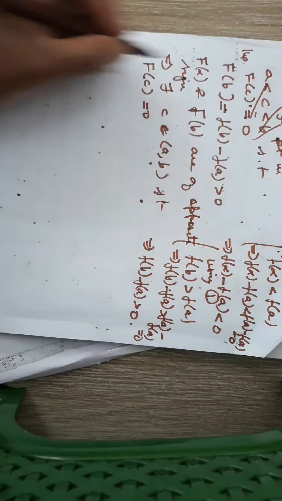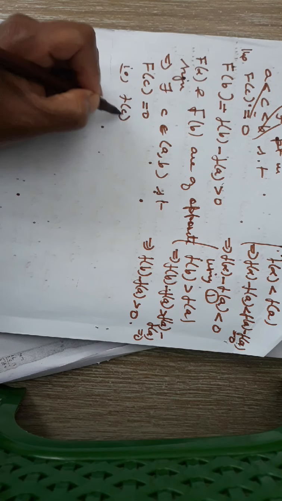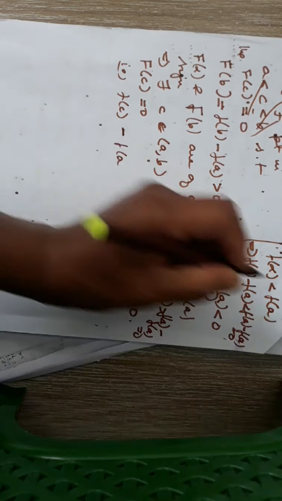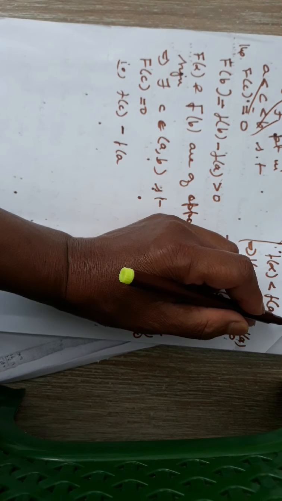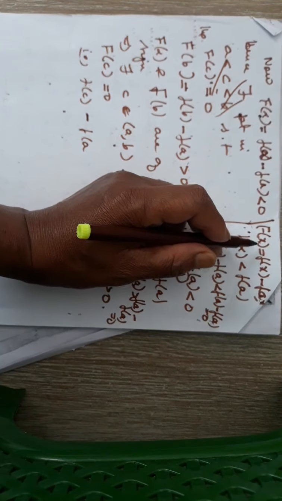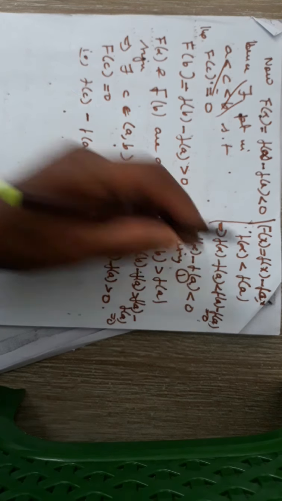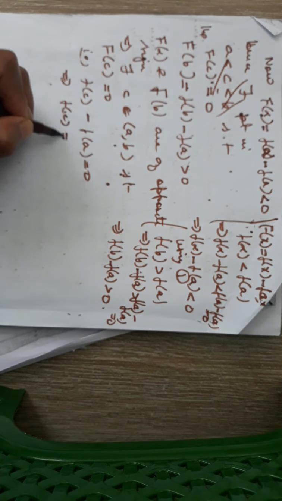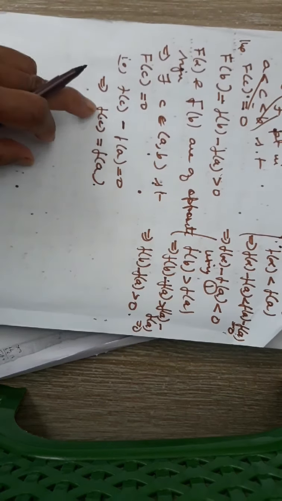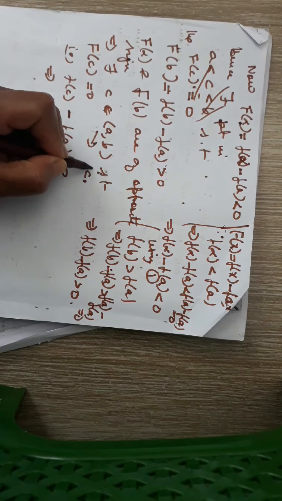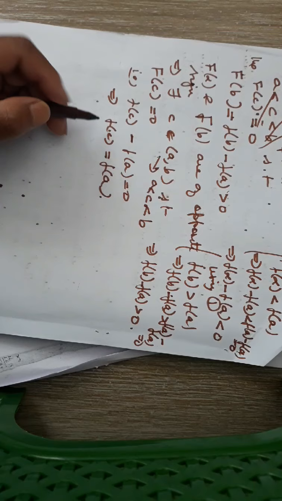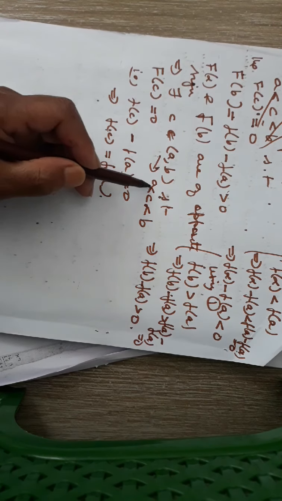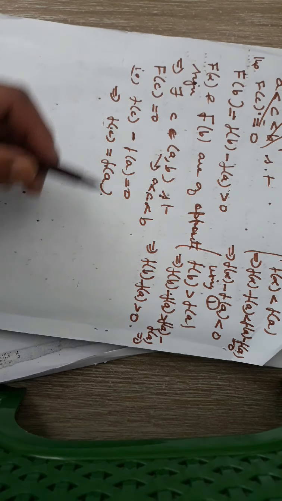But what is F of C? We have defined F of x equal to f of x minus f of A. You replace x by C here, so you will have f of C minus f of A is equal to 0, which implies that f of C is equal to f of A. Now C belongs to the open interval AB, it means that C is greater than A but less than B. What does it imply? That f of C is equal to f of A. A and C are distinct elements but they have the same image.